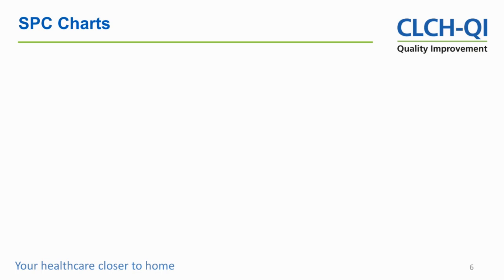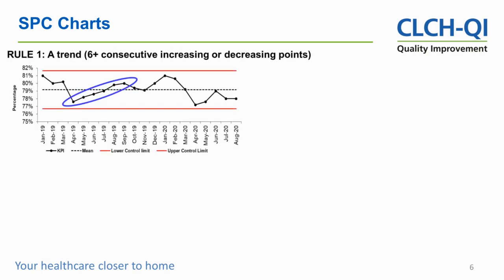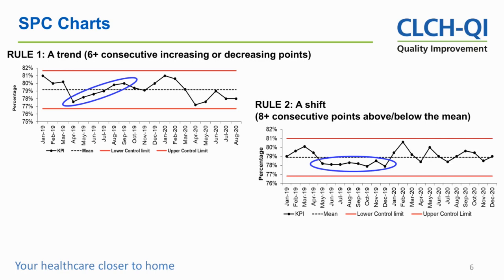The first rule may seem familiar. This is a trend. But please note that this is different to a trend in a run chart. In an SPC chart, we are looking for 6 or more consecutive points heading in the same direction. So 6 or more consecutive points increasing, or 6 or more consecutive points decreasing. This signals a trend.